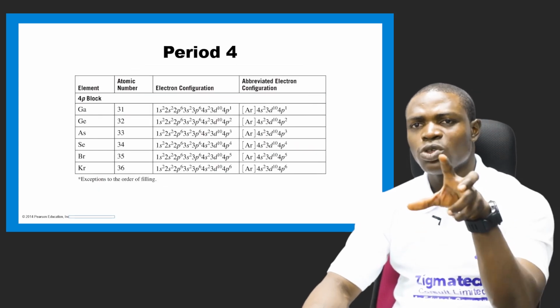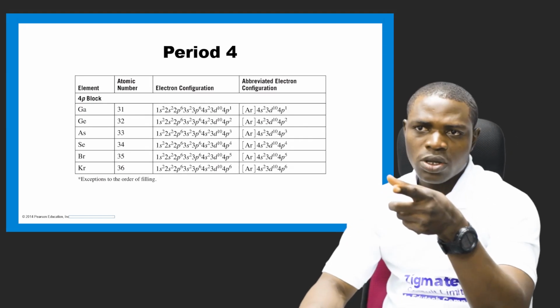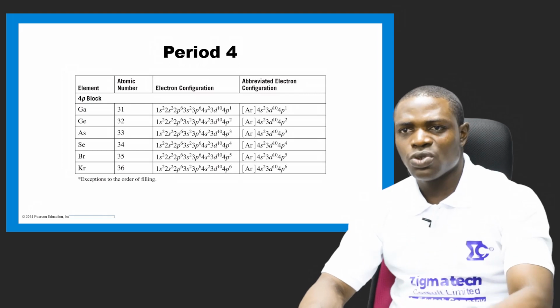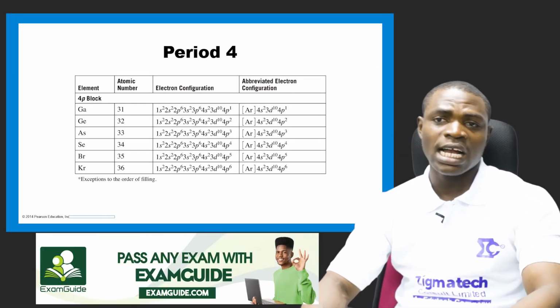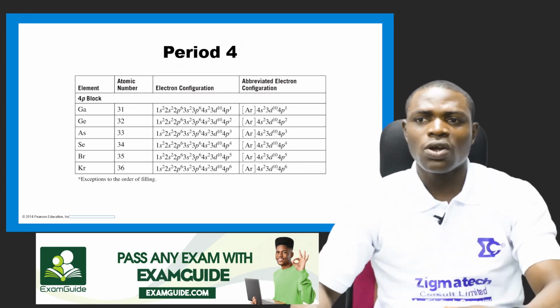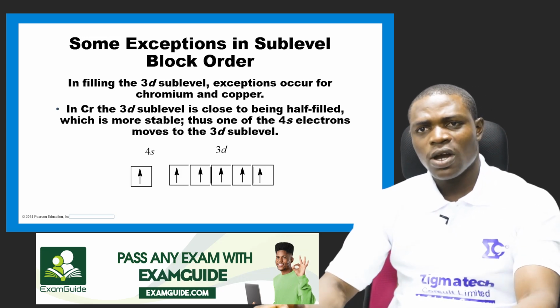So the same thing if you go to period 4 and you look at the 4p block. You need to also write in condensed form so that you can save some time and save some energy, especially when you are doing objective tests. You don't have to write all through. Write in condensed form. You write your answer, then you get your answer right.